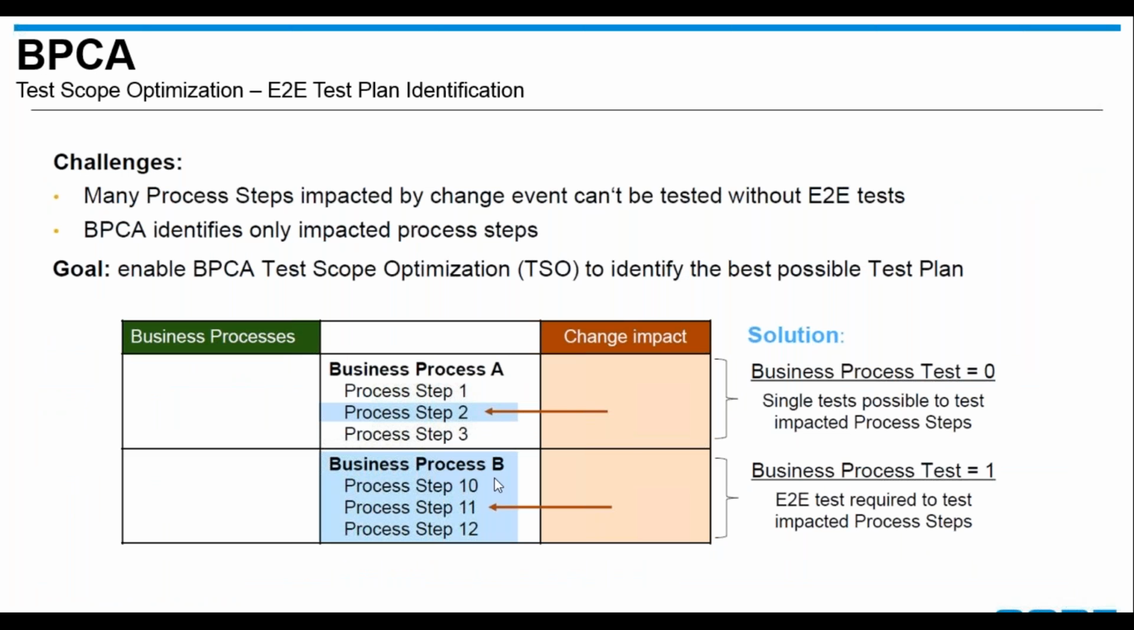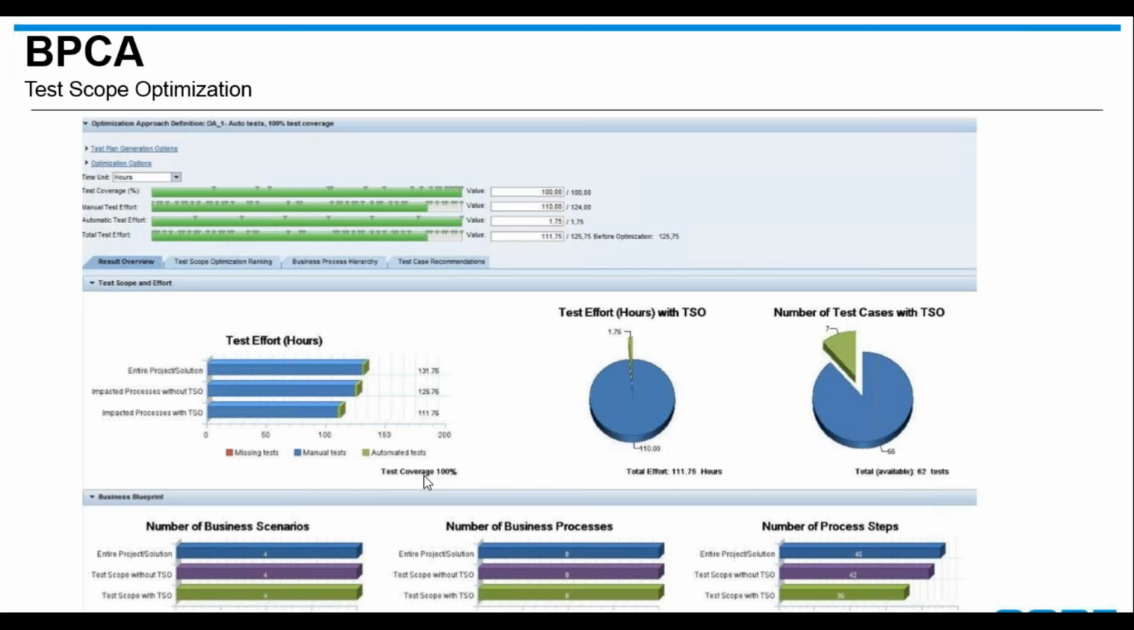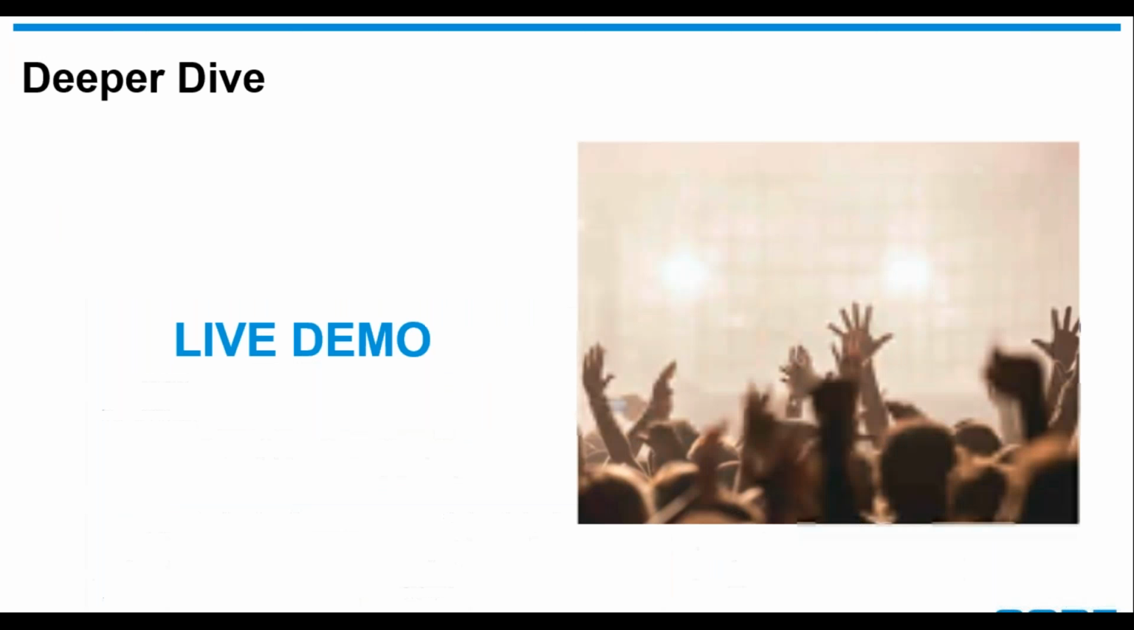So this is the way it's set up, so that sometimes you have a process step. This is really the only thing that is impacted, but in order to run that, you need to run an end-to-end test. So test scope optimization, you set it up to select the best end-to-end test for the processes. And this is what test scope optimization looks like.